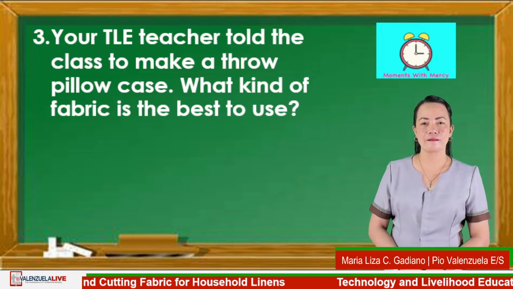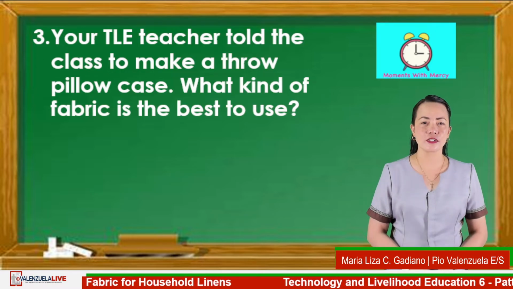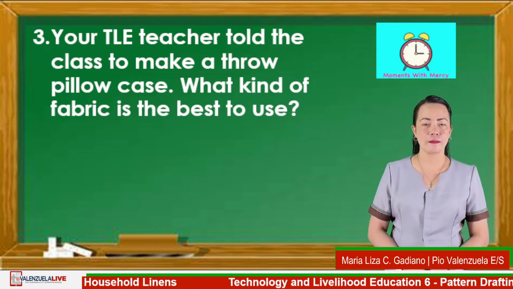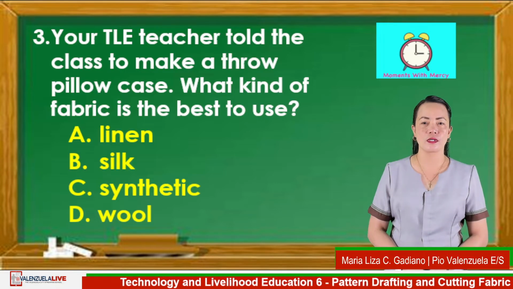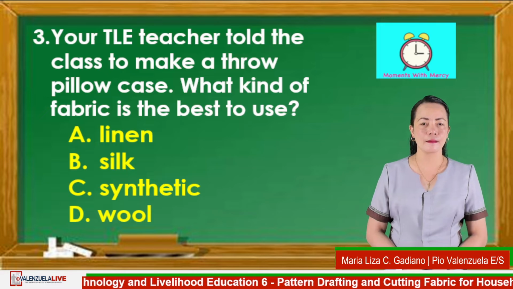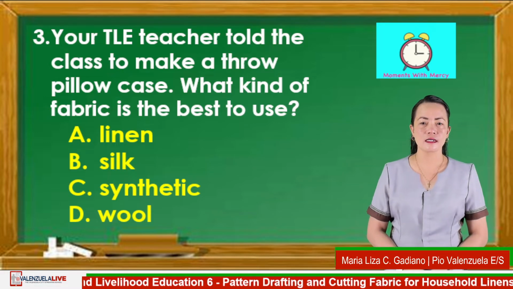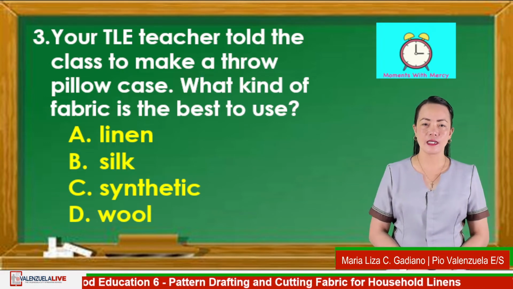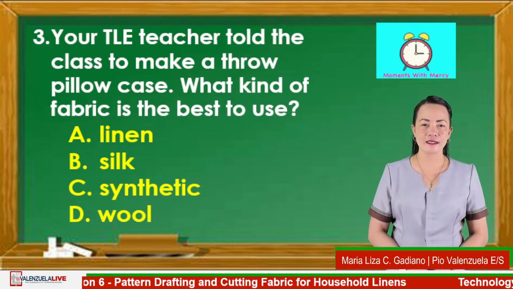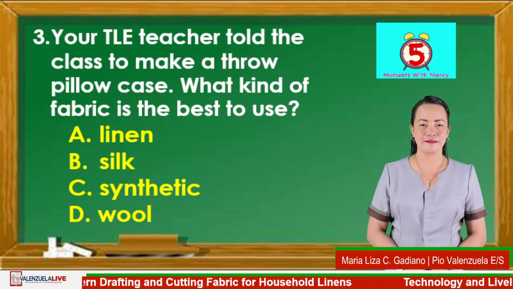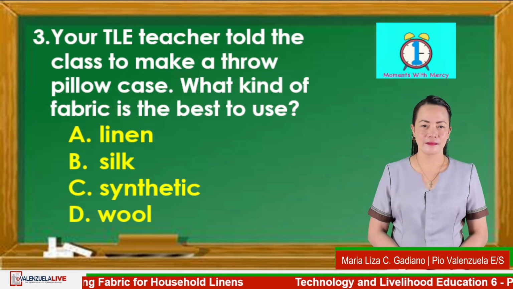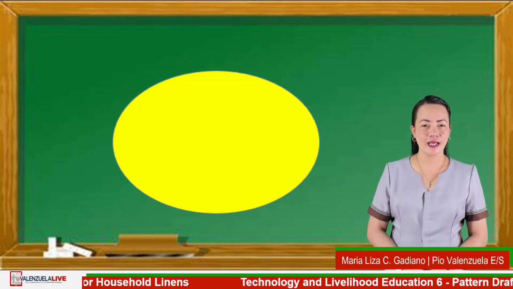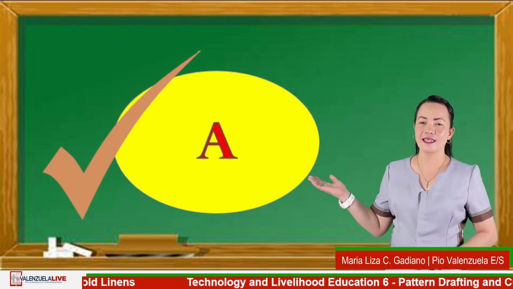Number 3. Your TLE teacher told the class to make a throw pillowcase. What kind of fabric is the best to use? A, linen. B, silk. C, synthetic. Or D, wool. Your 5 seconds timer starts now. The answer is letter A, linen.